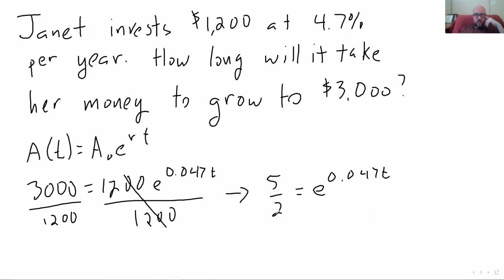This 5 over 2 came from the 3,000 and the 1,200, but could be any set of values that have that ratio, right? If I had said Janet invests $2 million at 4.7%, how long will it take her money to grow to $5 million? It would be exactly the same amount of time, because when I do 5 million over 2 million, I get 5 halves. Right? I could have said Janet invests 2 cents at 4.7% per year. How long will it take her money to grow to 5 cents? It would be exactly the same amount of time.